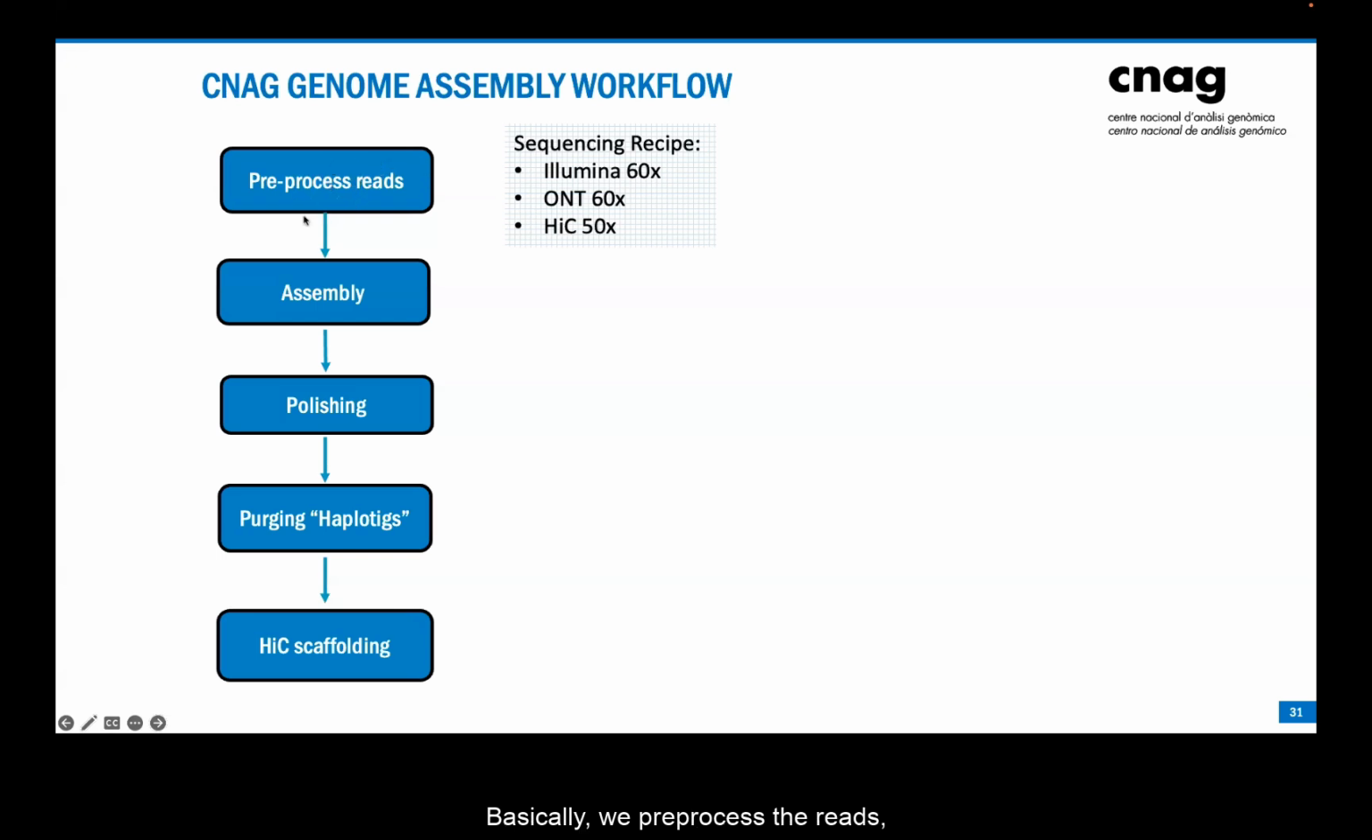And then we use all this data to produce a HiC scaffolded assembly. Basically, we preprocess the reads, Illumina with Fastp, ONT with Filtlong. We assemble the reads. Normally, we use two different assemblers, Flye and NextDenovo. And then we use the Illumina reads plus the ONT to perform normally one round of polishing. Okay, so in this first part, we don't use the HiC.